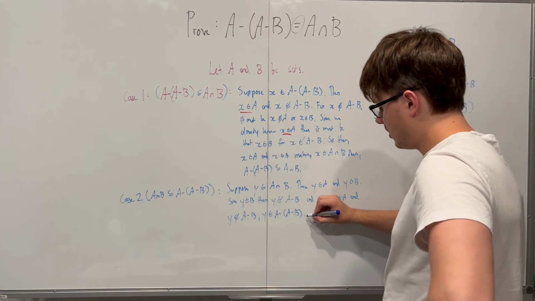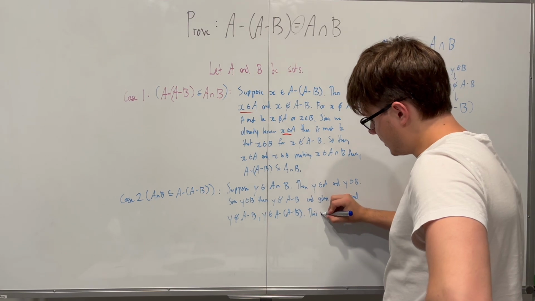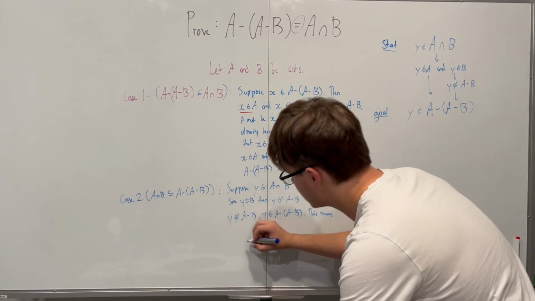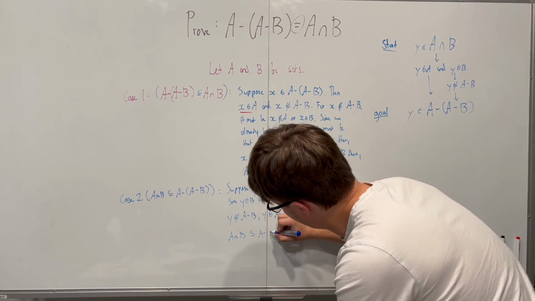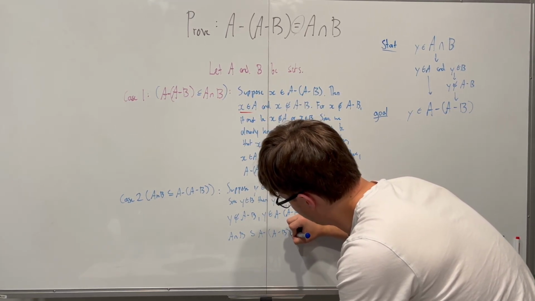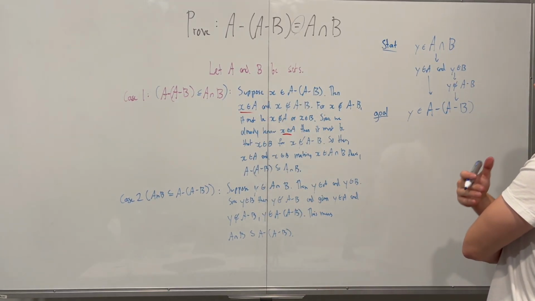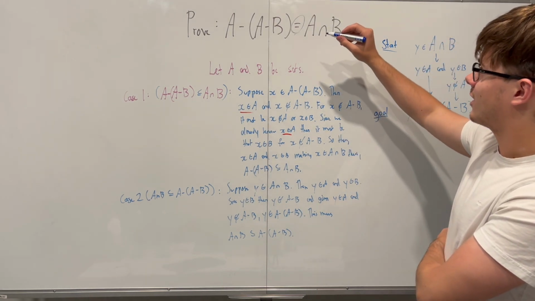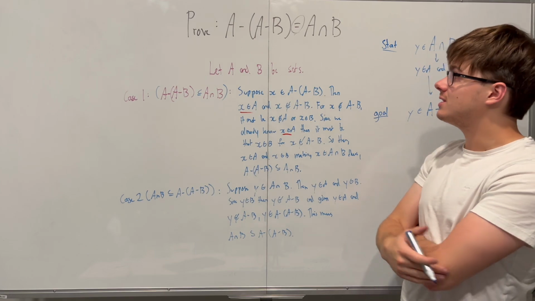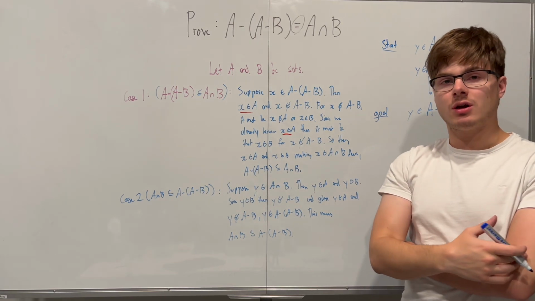Fantastic. This means A intersect with B is a subset of A minus B. Fantastic. Okay, we've proven both the first case and the second case are true, which means that our equivalence statement is true, which means our statement is true. So let's quickly write our conclusion.